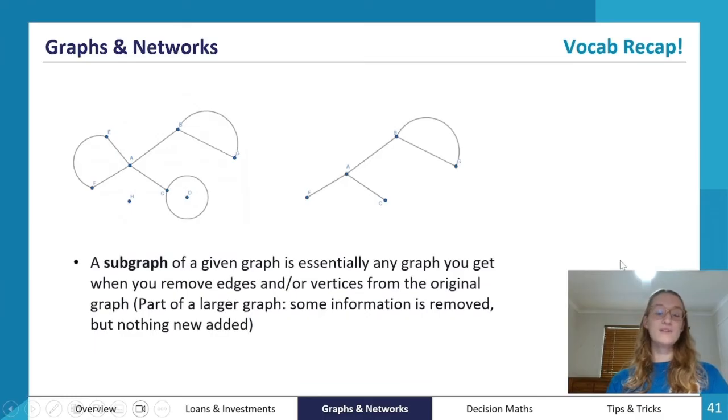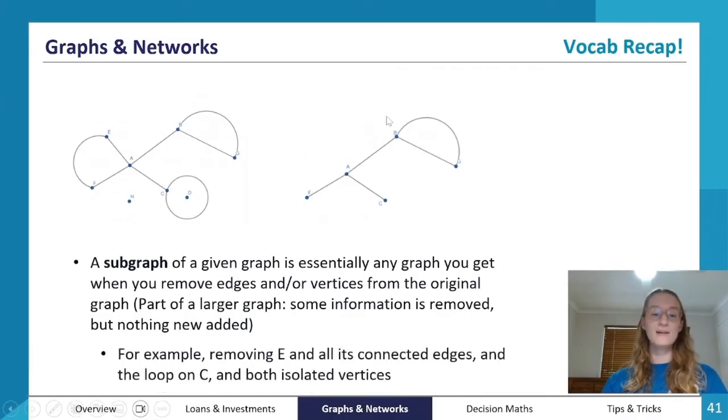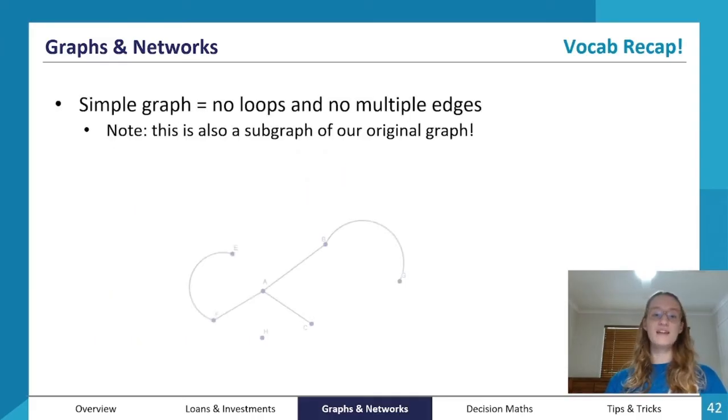What about these ones here? So this one on the right is actually an example of a subgraph of the original graph. So what is a subgraph? It's essentially any graph you get when you remove edges and or vertices from the original graph. So some information is removed, but no new information is added. So it's part of a larger graph, but again, there's no new information in a subgraph. And so you can see that E was removed and all of its connected edges, and the loop on C and both isolated vertices. So we can see that that information was taken away, but nothing new has been added.